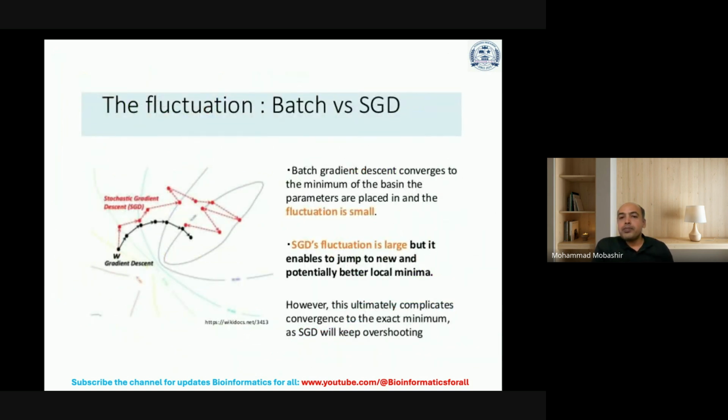Now, in the basin, the parameters are placed and the fluctuation is small. Stochastic gradient descent's fluctuation is comparatively large, but it enables it to jump to a new and potentially better local minima. However, this ultimately complicates convergence to the exact minima, as stochastic gradient descent will keep overshooting. This is obvious when you are extending the step size. Definitely you could miss something.